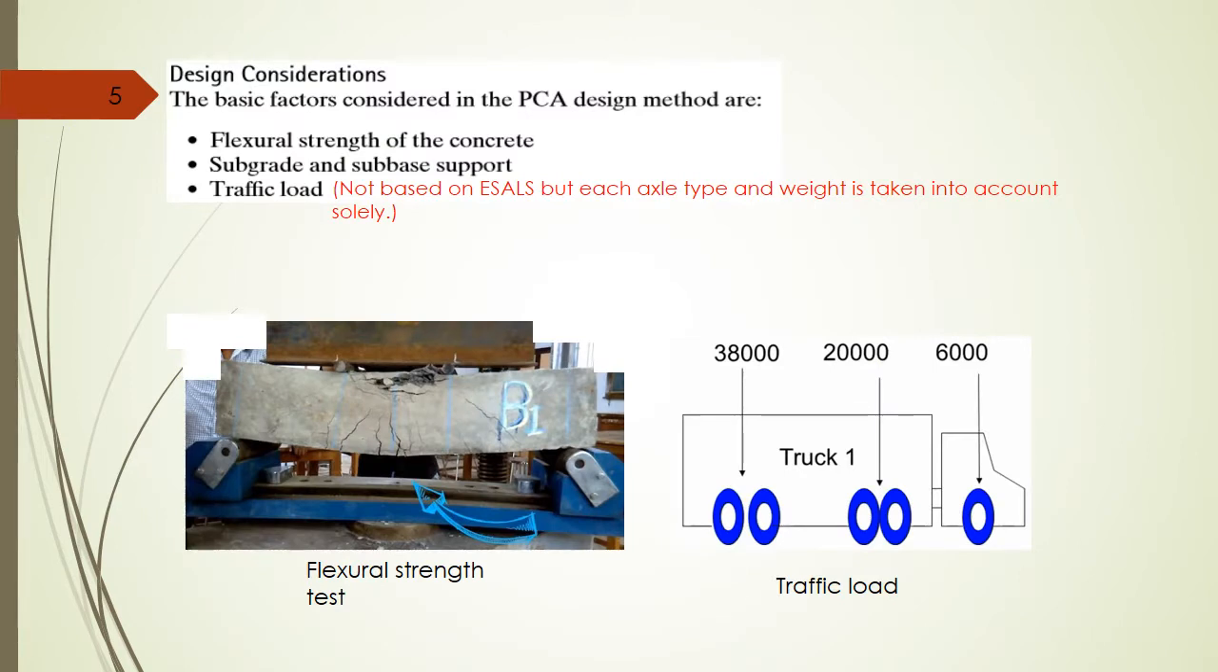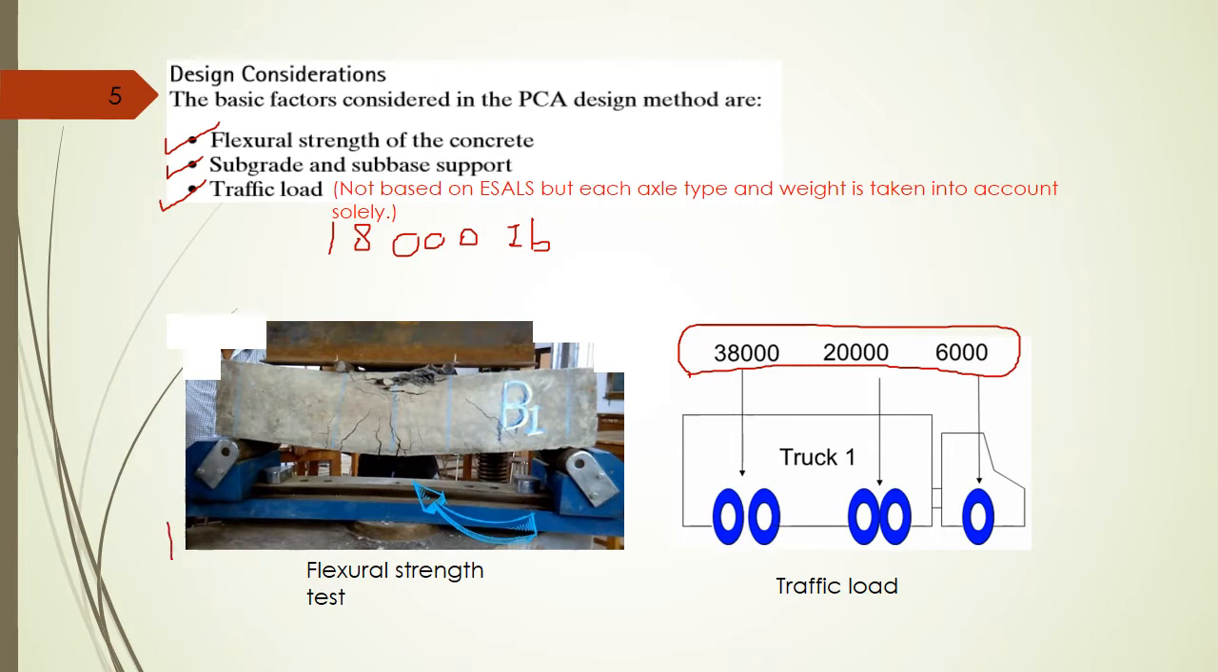There are three design considerations in the PCA method. First, flexural strength of concrete in terms of modulus of rupture, subgrade and subbase support in terms of modulus of subgrade, which we discussed in the last tutorial, which is obtained by the plate load test. Finally, traffic load, which does not depend on ESALs, so we will not change the axle loads to 18,000 pounds using the load equivalency factors. However, in the PCA method, we will treat each axle load and type, whether it's single axle or tandem axle, by its own value.